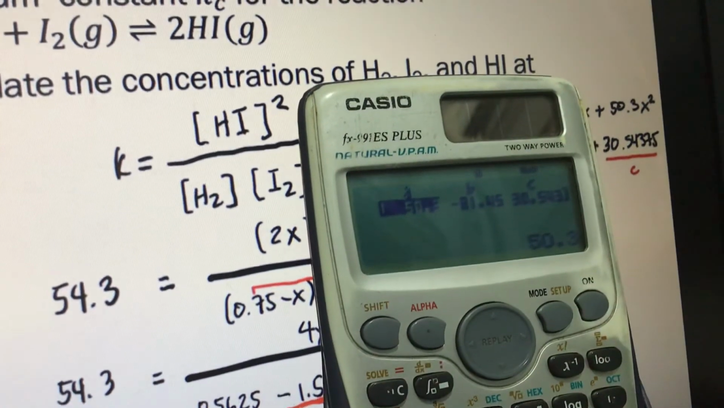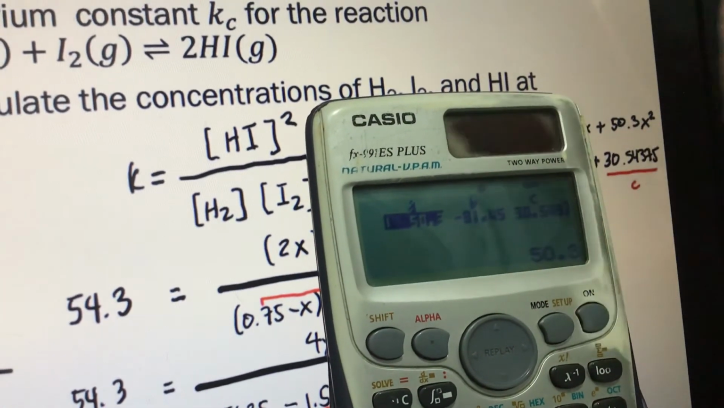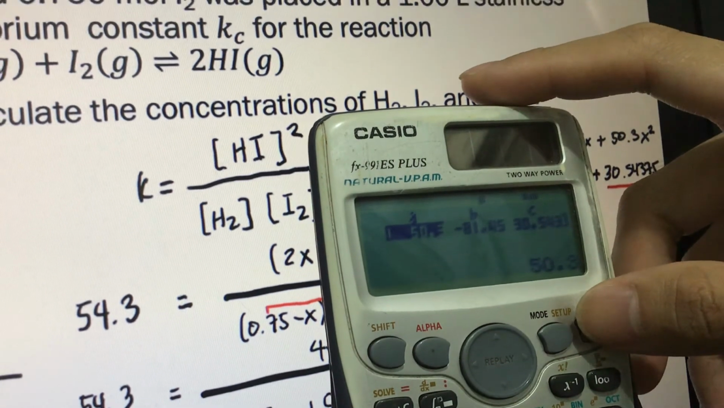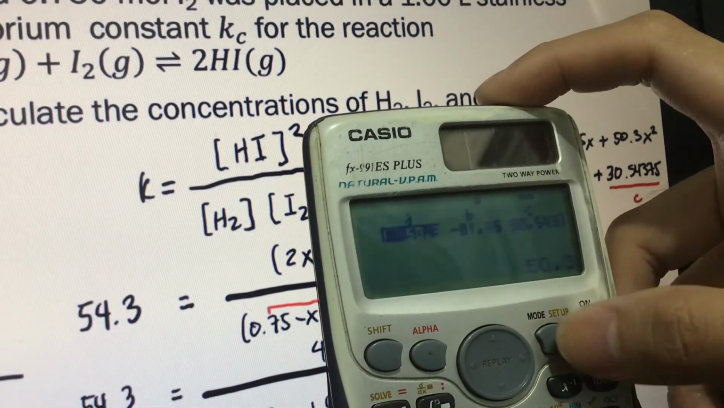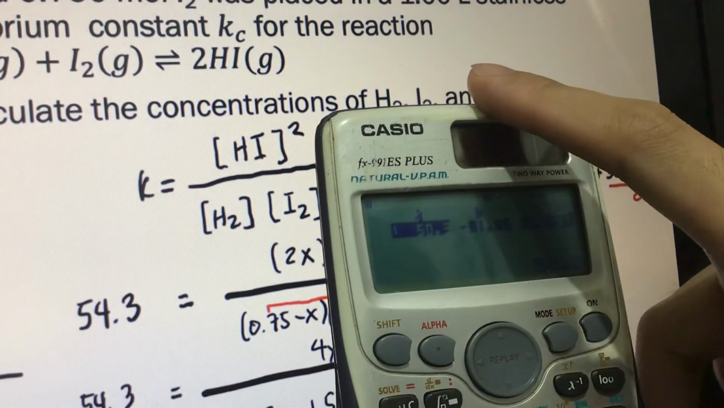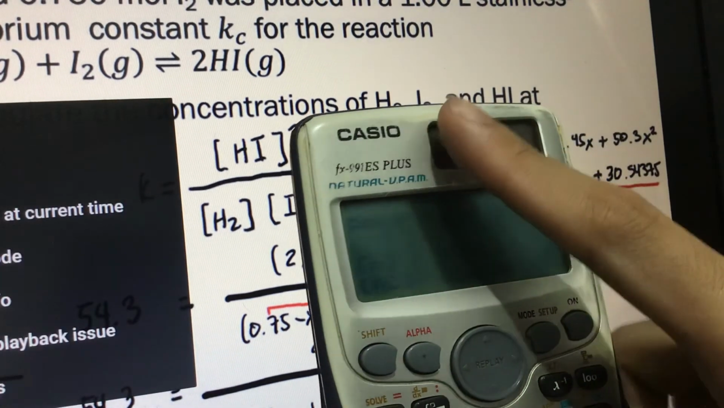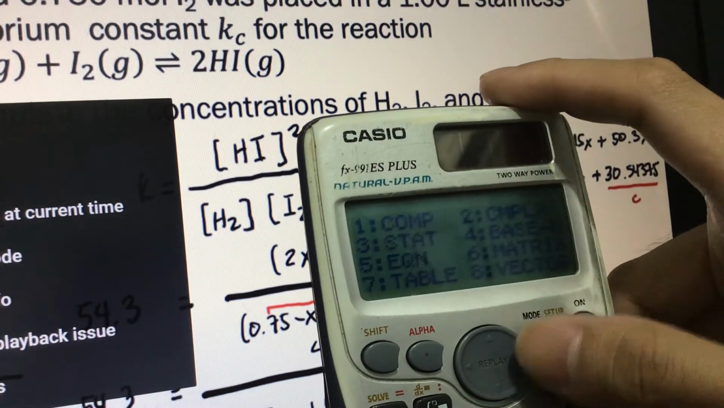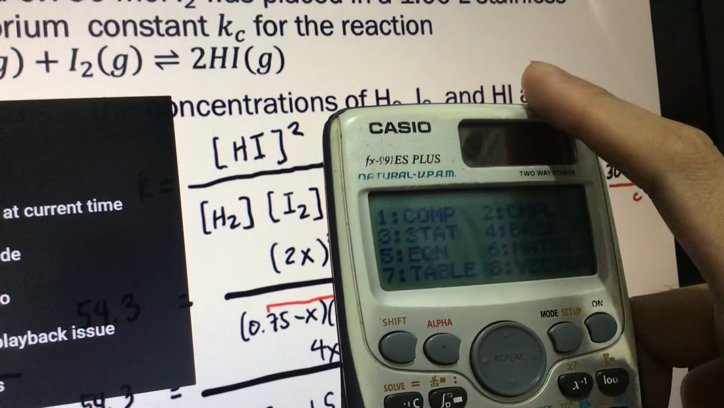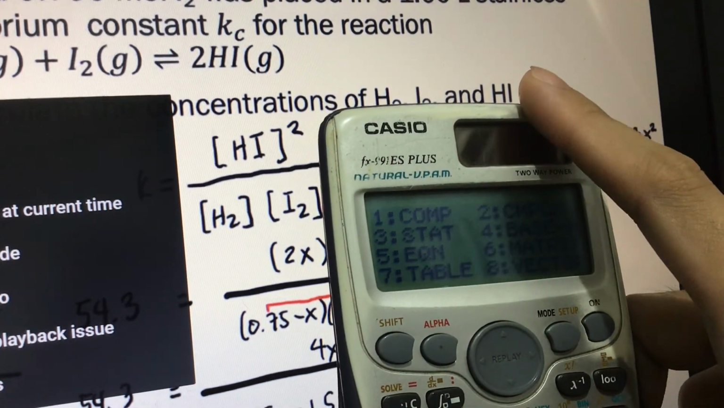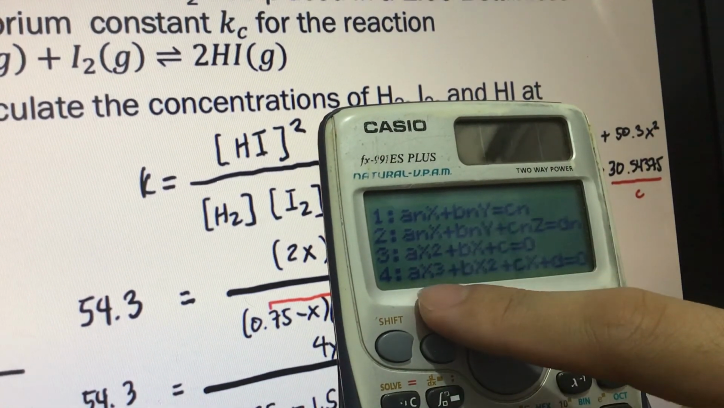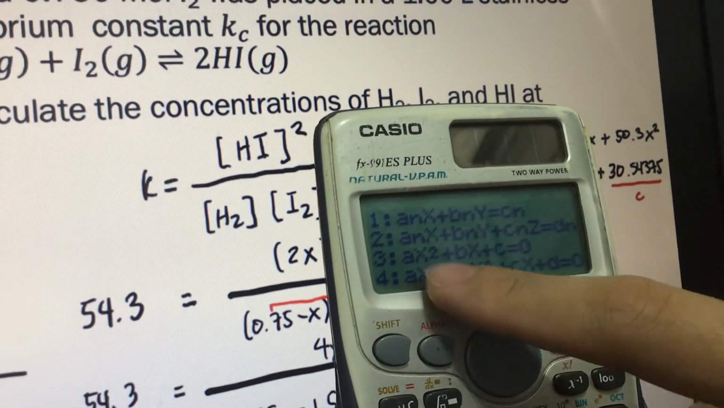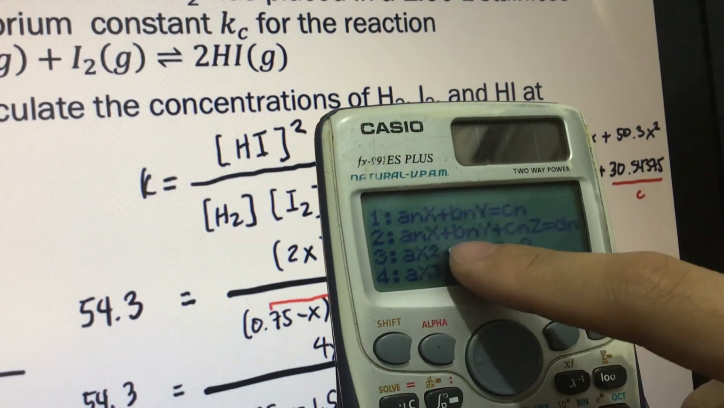Quadratic equation. Suppose you have an equation with x raised to a power of 3, so you have x cubed. You don't want to use this quadratic equation because of course it will not work. Suppose your equation has the highest power equal to 3, so you have x cubed. Then you have to choose number 4 instead of this one.